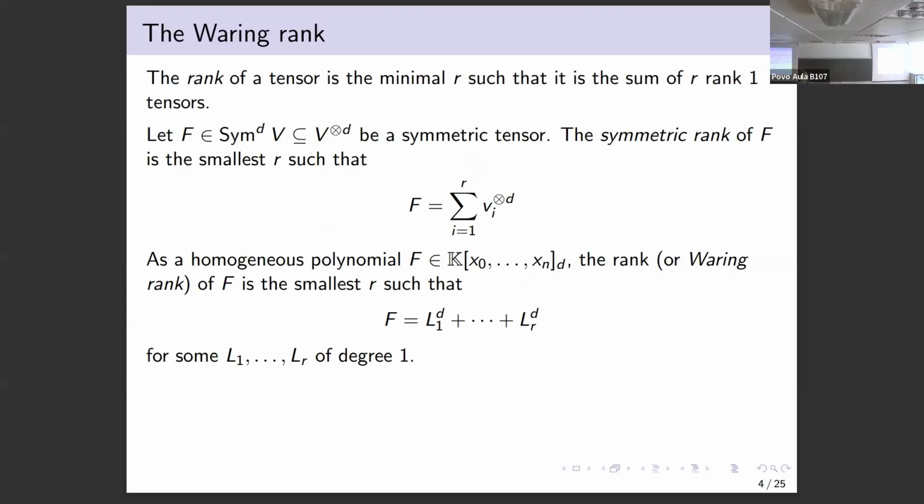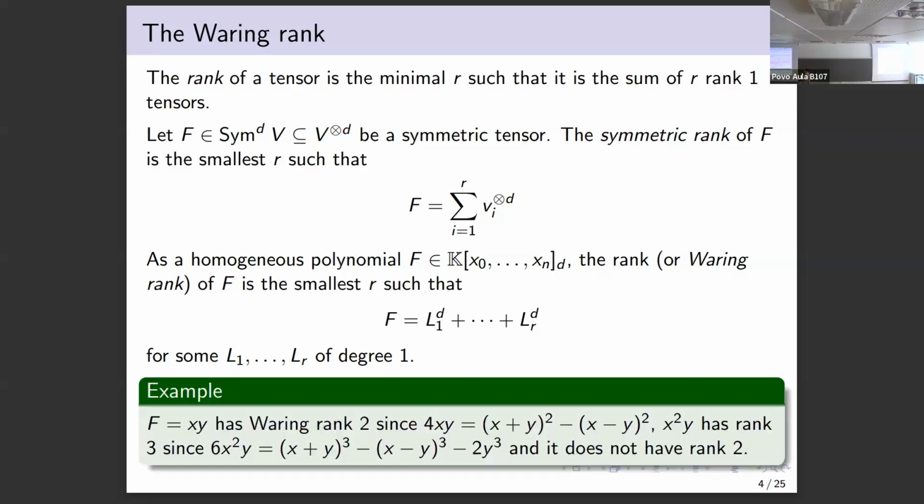So we have a symmetric tensor, and we want to compute the symmetric rank, which is the smallest r such that f is a sum of r rank 1 symmetric tensors. Once we fix a basis, this problem can be made very explicit. Namely, we have a homogeneous polynomial, and we want to express it as a sum of powers of linear forms.